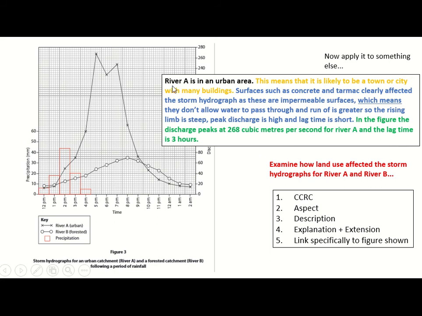A second paragraph might say exactly the same, but for river B. So river B is a forested area, full stop. What do we mean by that? This means that it's probably got lots of trees and vegetation in that area.